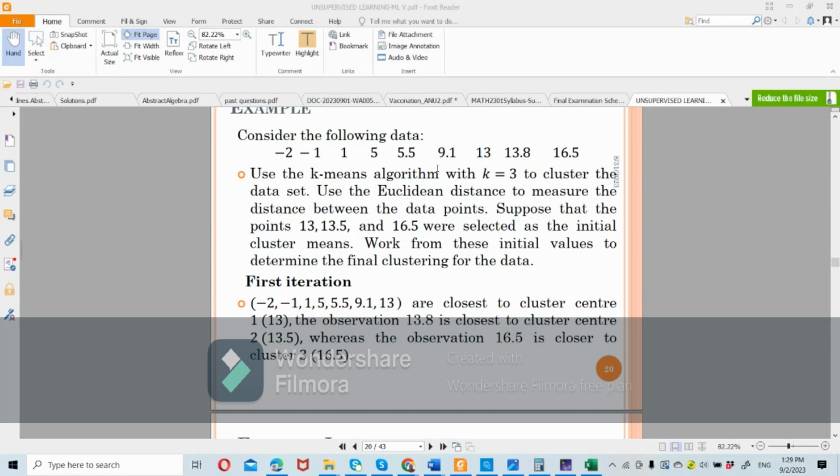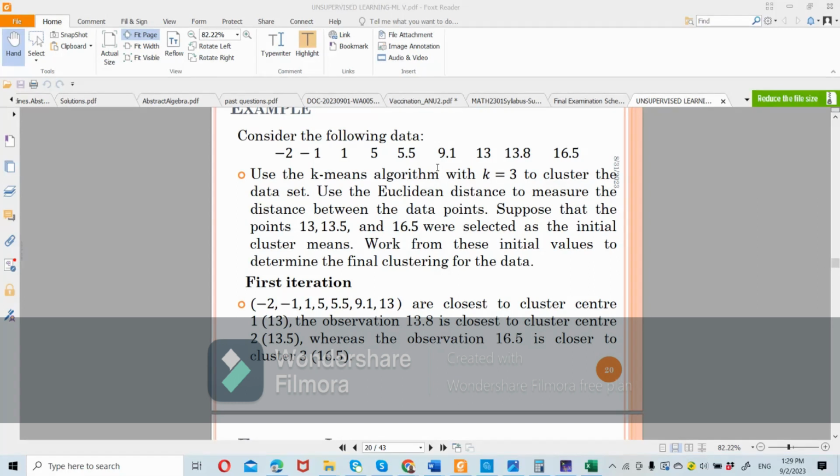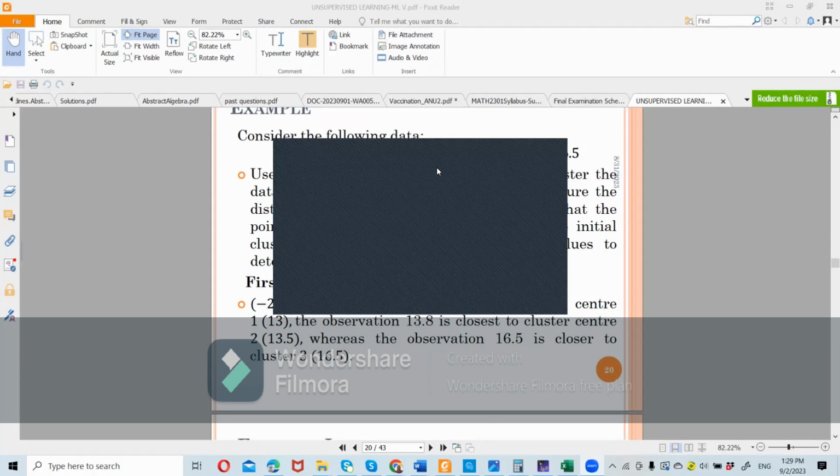Now we arrange this data set according to which center they are close to. When we look at this data set, -2 up to 13, their center is 13, so they automatically tilt towards 13. Then the next one, 13.5, is another center. 13 is actually closer to 13.5 than any other one. Then the other cluster is 16.5, cluster 3.